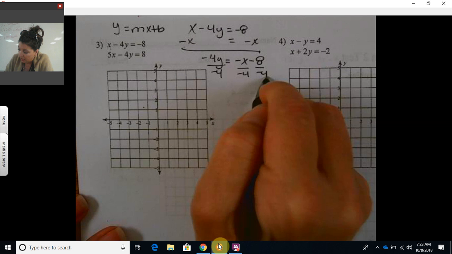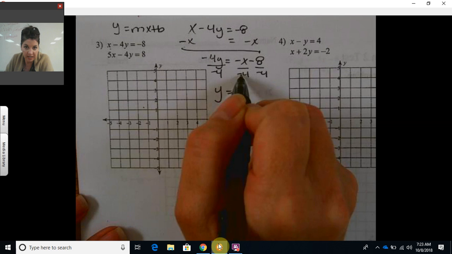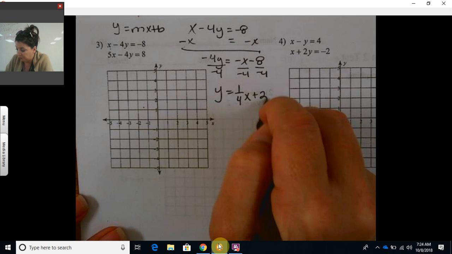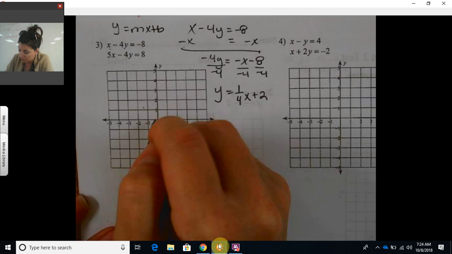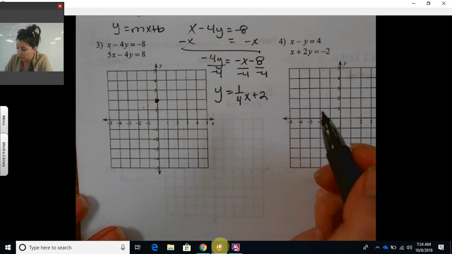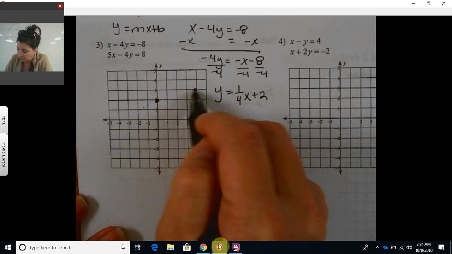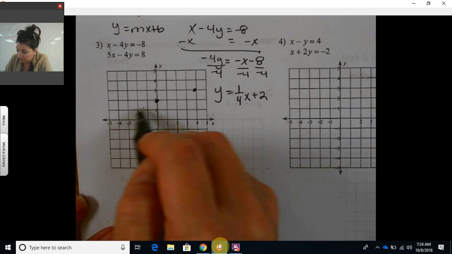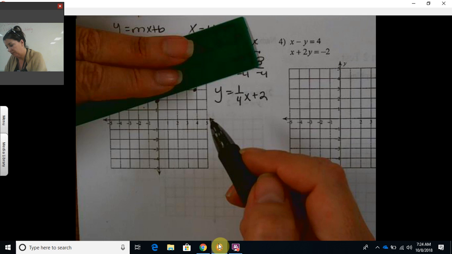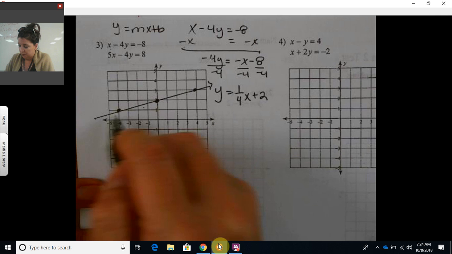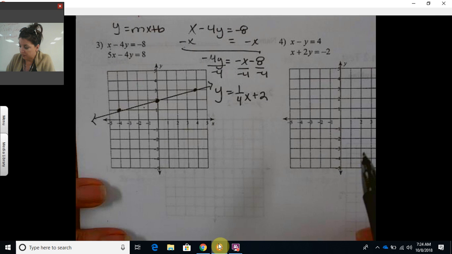And y equals, here I've got a negative divided by a negative, so that makes a positive fraction, which would be 1/4 x. And -8 divided by -4 is +2. So my y-intercept is 2. My slope is +1/4, so I have a rise of 1, and it's positive, so I go to the right 4 times. Or if I go down 1, I go to the left 4 times. Okay, my other equation.